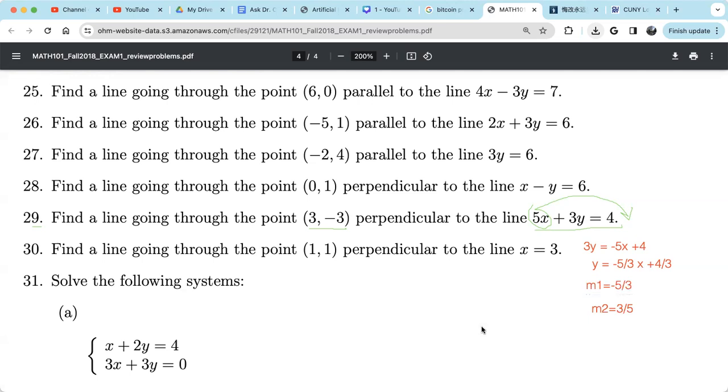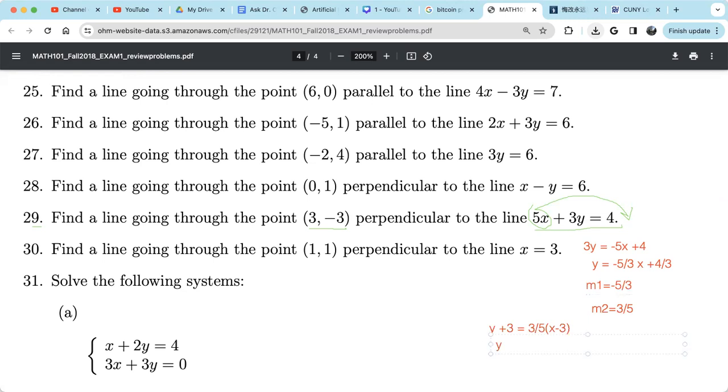Once we have a slope, we use a point. We get y minus negative 3, or minus negative 3 is just y plus 3, equals 3 over 5. 3 over 5 is our slope, times x minus 3. Then we simplify this a little bit.